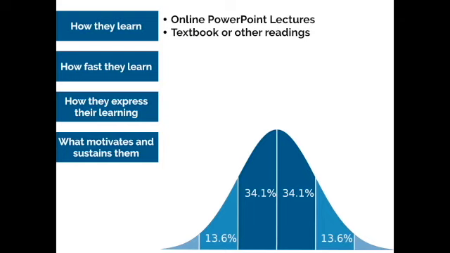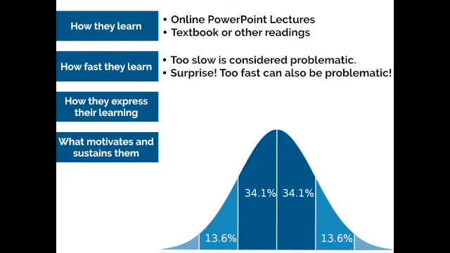For example, in an online course, we tend to design for students who learn by our online PowerPoint lectures and through textbooks and other readings. If they don't learn through those channels, or learn very well through those channels, chances are they're going to be unsuccessful in the online environment, regardless of how knowledgeable, skilled, or intelligent they are otherwise.